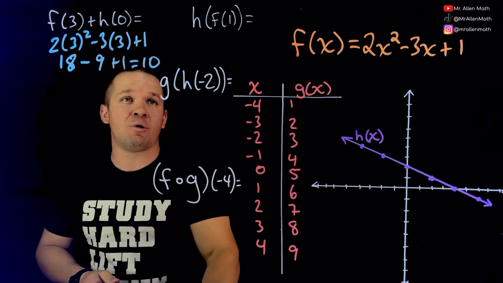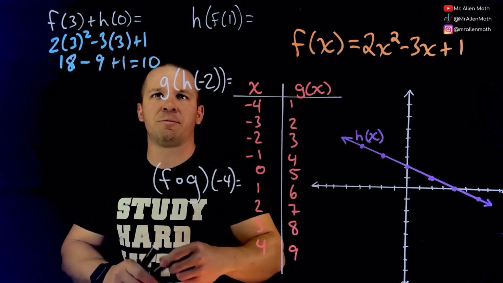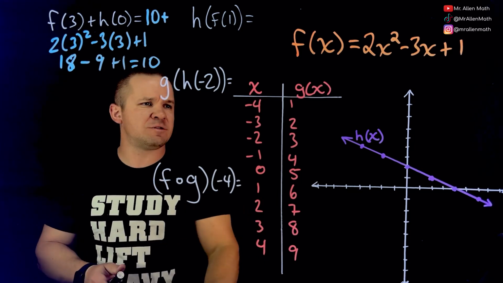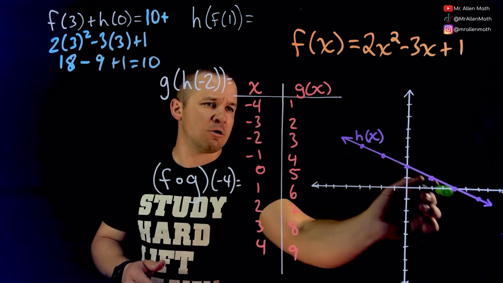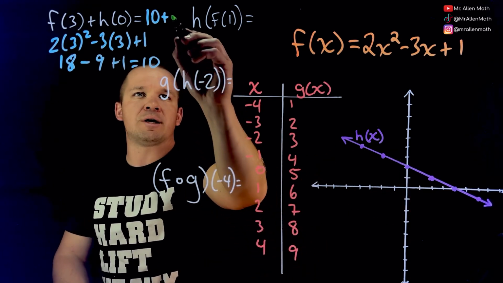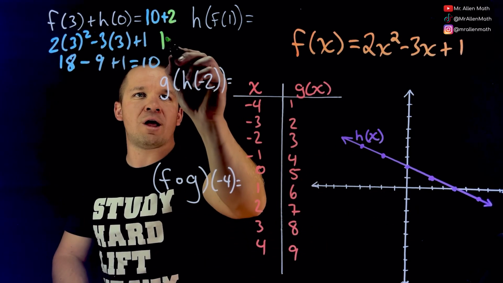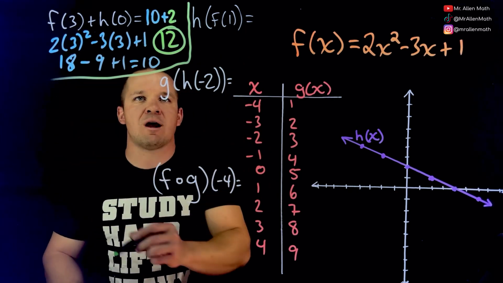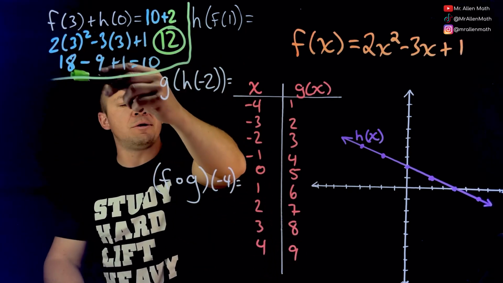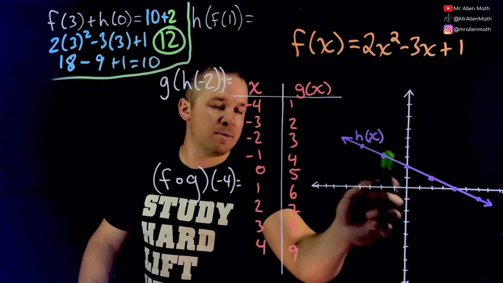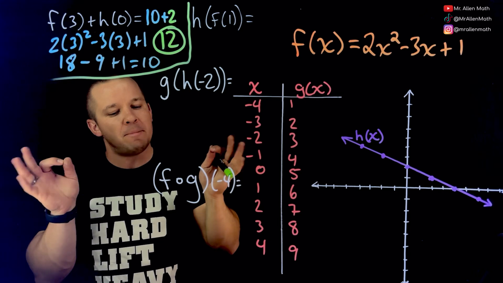Now I want to figure out what h of 0 is. We'll say 10 plus h of 0. This is the h of x function. H of 0 is going to be positive 2. So plus 2, so 12 is my answer for that one right there. So substitute it into the function over here and then use the graph. H of 0, positive 2. Add them up.